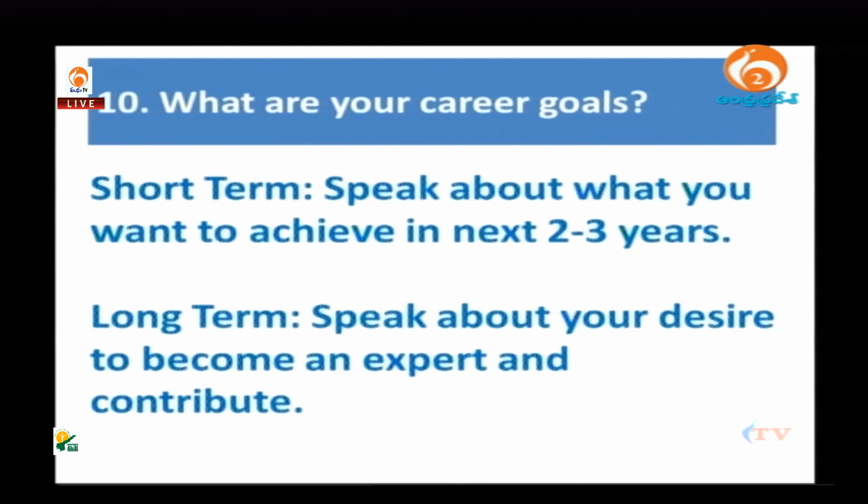What are the long term goals? Speak about your desire to become an expert and contribute. So my long term goal is I want to become a team leader. I want to become a manager in customer service. I want to become the best customer service associate in the organization. That's my long term goal.